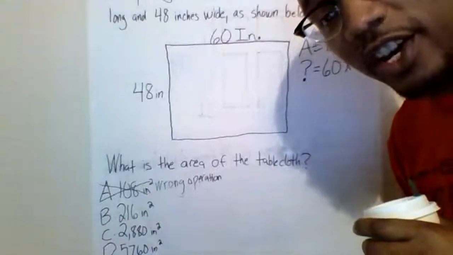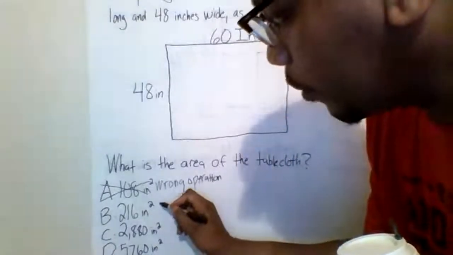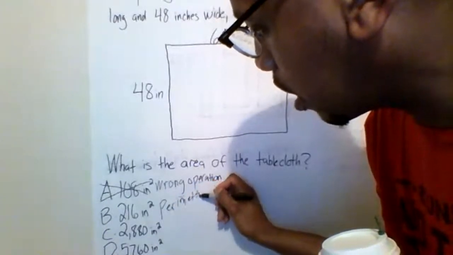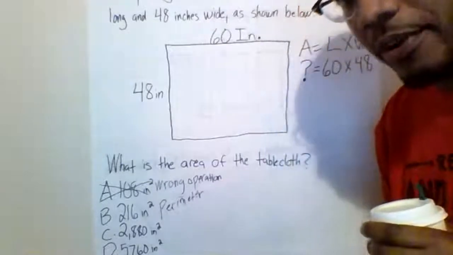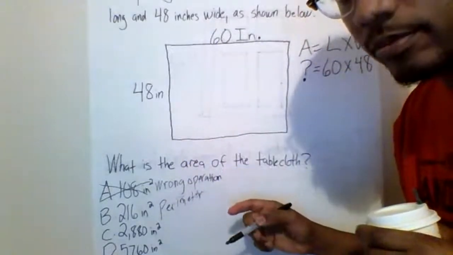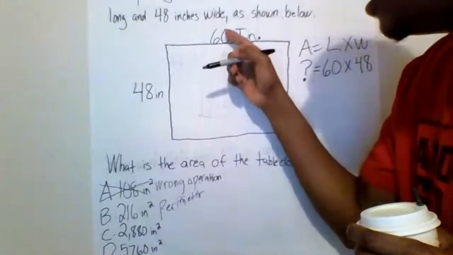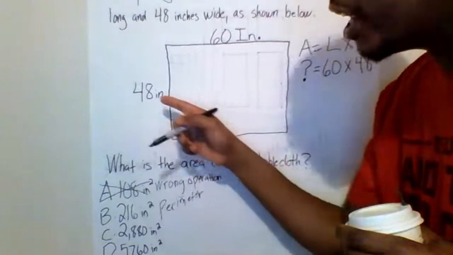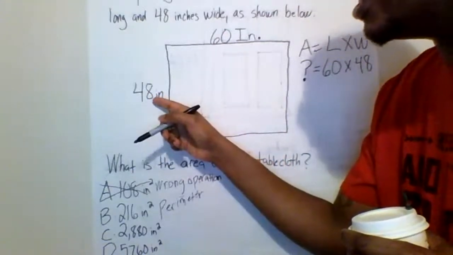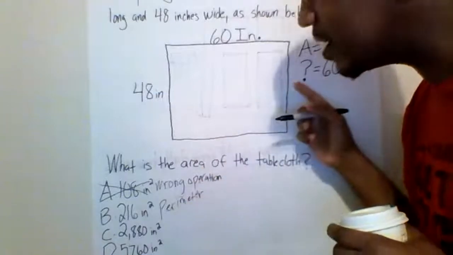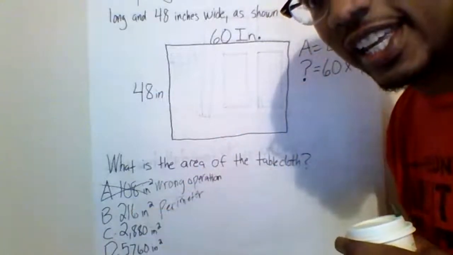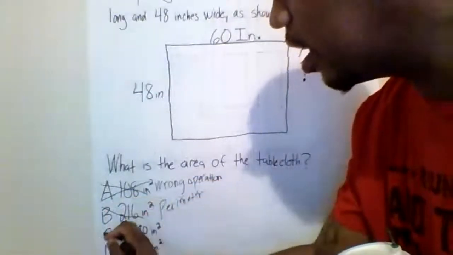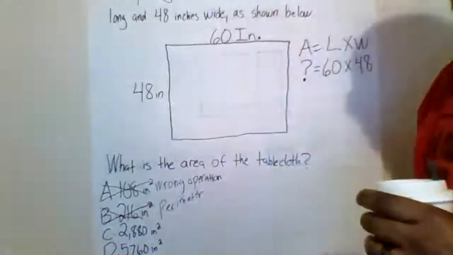I see you, Andrea. B is the perimeter, sniper, because for B, you add all the sides. 60 plus 60 is 120. 120 plus 48 is 168. And 168 plus another 48 is 216. So B is the perimeter, sniper. Good.